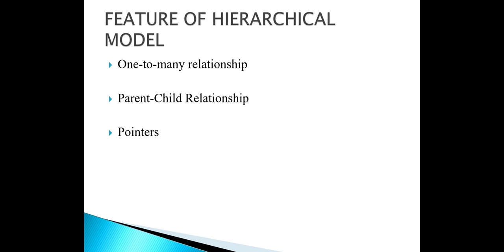Second point is parent to child relationship. Each child has a parent node, but each parent node can have multiple child nodes. Multiple parents are not allowed in case of hierarchical model. Third is pointer. Here pointer is used to link parent node to child nodes and are used to navigate between the stored data.